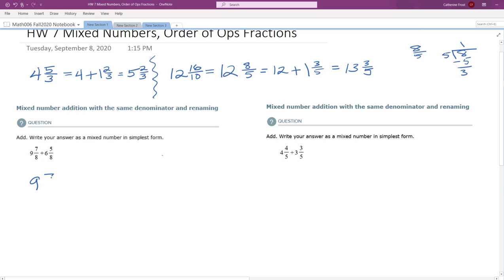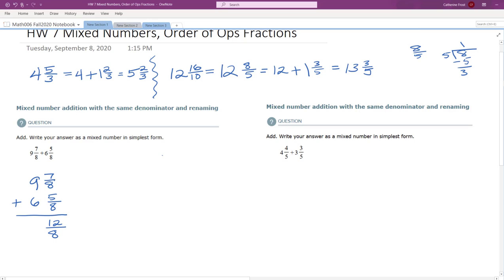So 9 and 7/8, and then plus, I'm going to line up the 6 under the 9 and then the 5/8. And you'll get to ones where you do have different denominators, and so you'll just have an initial step of rewriting your fractions with the same denominator. But we don't have to do that for this one. So we can go ahead and add 7 plus 5 is 12 over 8.